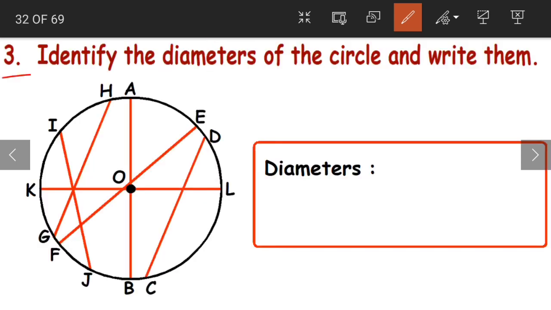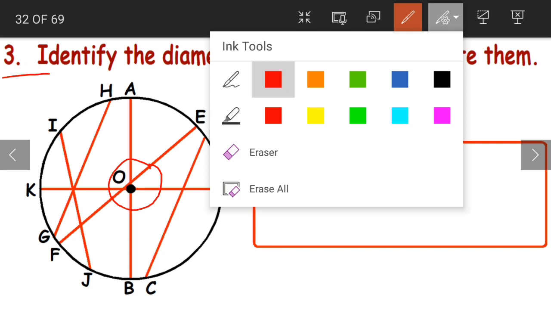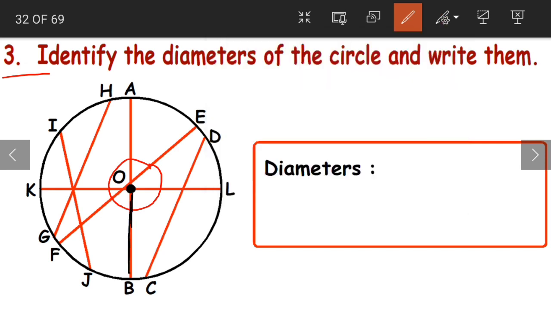Now coming to question 3, identify the diameters of the circle and write them. So here the circle is having many line segments. Now from this we have to find out which ones qualify as the diameter. What is the first condition again? The first condition is that, children, the diameter should pass through the center of the circle. Where is the center of the circle? Here, O. Now let us see which are those line segments that are passing through this center. We have this one and then we have this one.